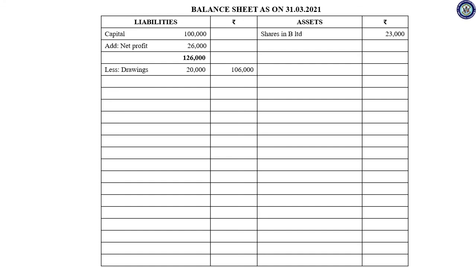Next item, shares in B Limited. Shares means investment. You can take it as an investment or as shares in B Limited. So 23,000. As we are preparing a combined balance sheet, you can take the total amount, that is 23,000.